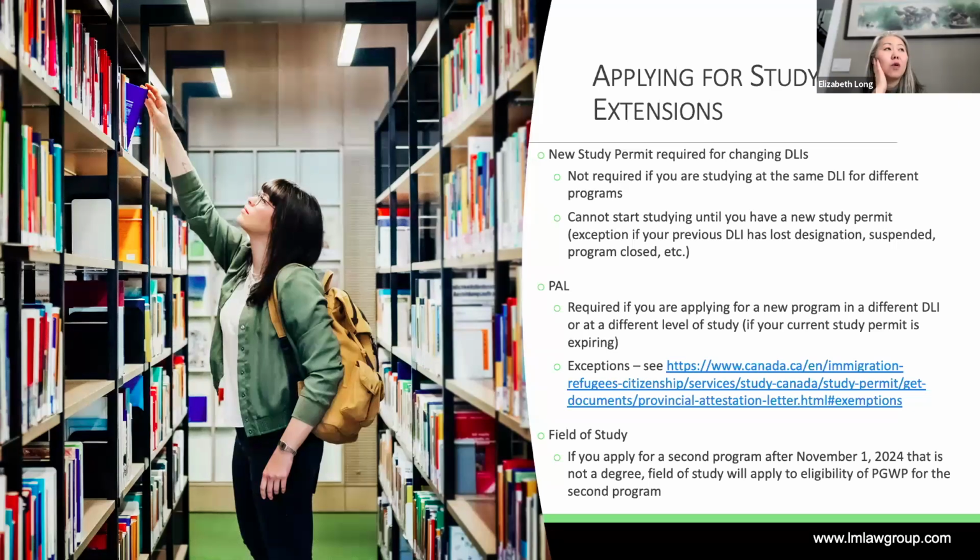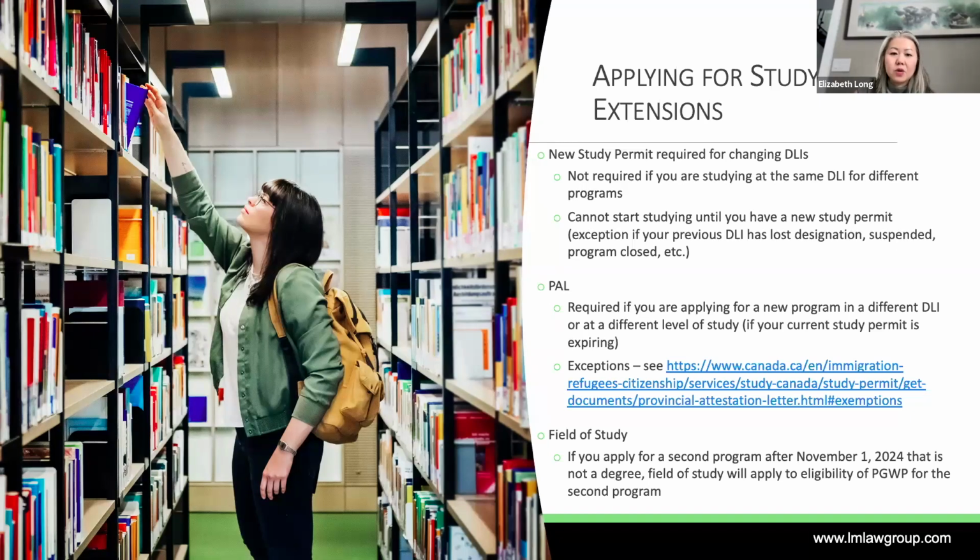And in that case, you will need a new PAL. Okay. What if I wanted to start doing a master's at another university? Let's say I wanted to do it at U of T, but my study permit is still good. Do I need to apply for a new study permit to study at U of T for the master's? So in that case, because you're changing your DLI, you do need to apply for a new study permit to go pursue the master's. What if I didn't want to do another master's, but I wanted to do another college program? Let's say I wanted to do something at Sheridan College.